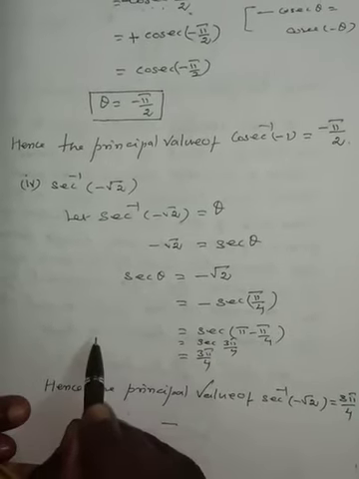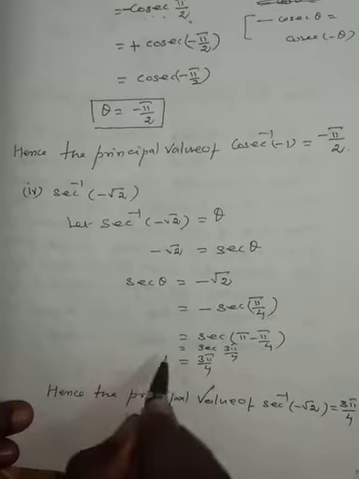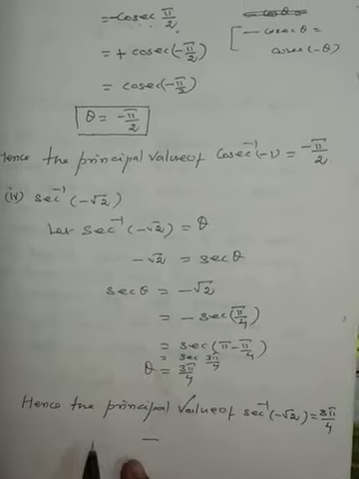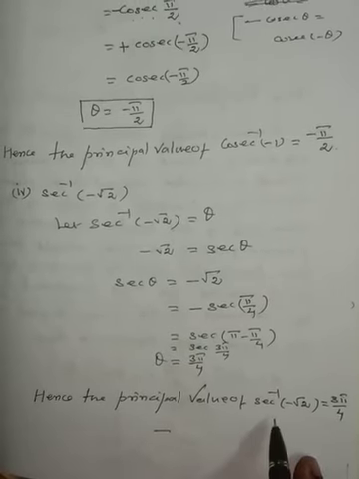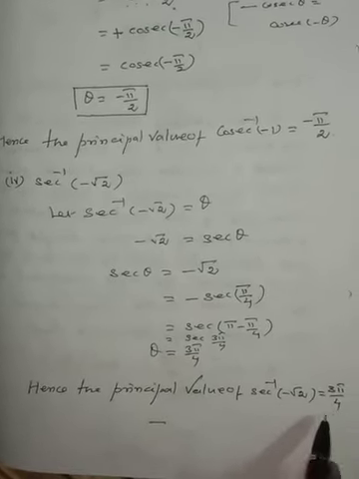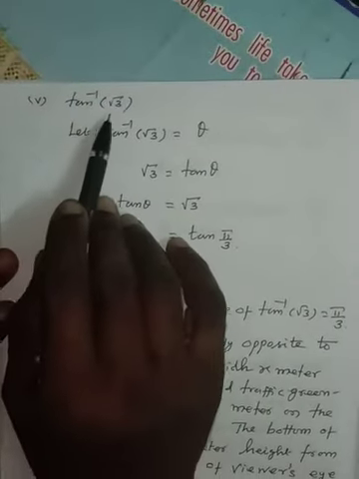Taking secant inverse on both sides, we get theta is equal to 3 pi divided by 4. Hence the principal value of secant inverse of minus root 2 is equal to 3 pi divided by 4. Next, tan inverse of root 3.